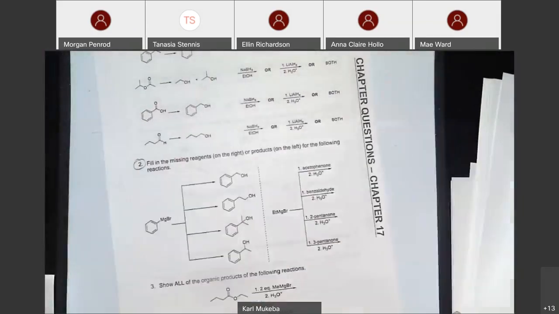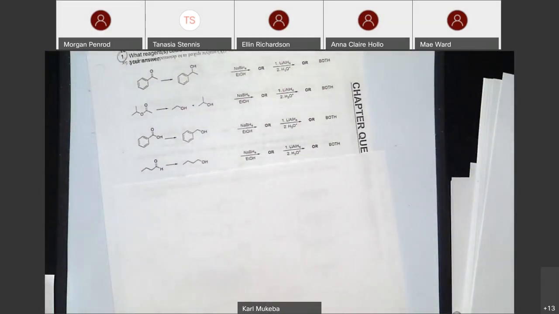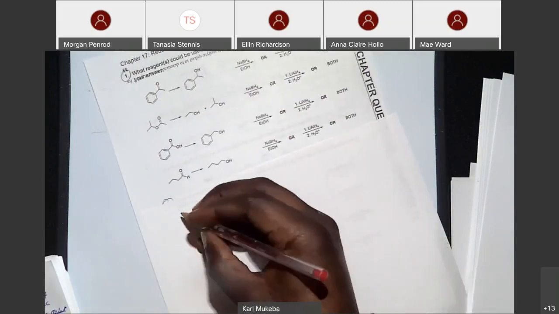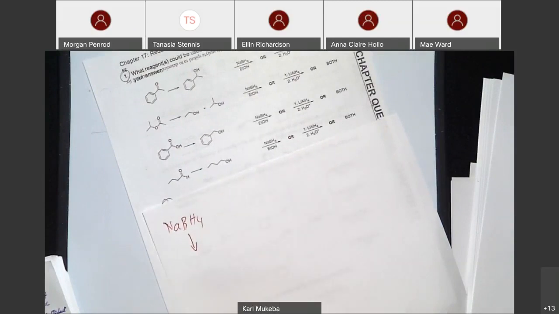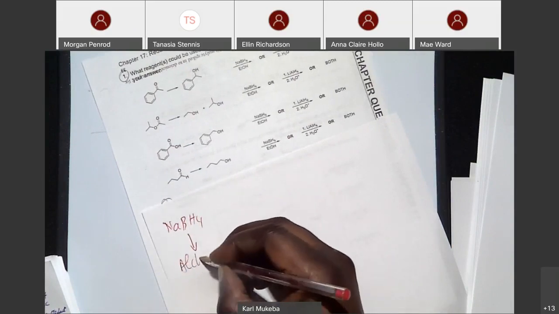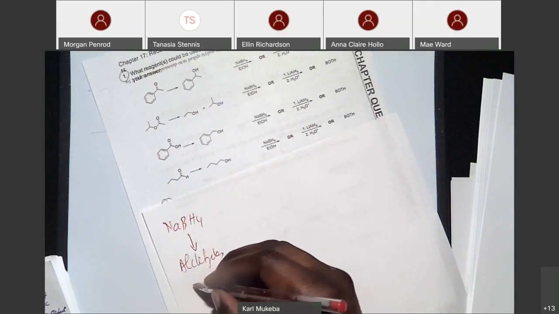Okay, that's another question from page 23. So the easy question, they ask you which reagent you can use. If you go through your notes, they say NaBH4 is good for what? For aldehyde and ketone, right?